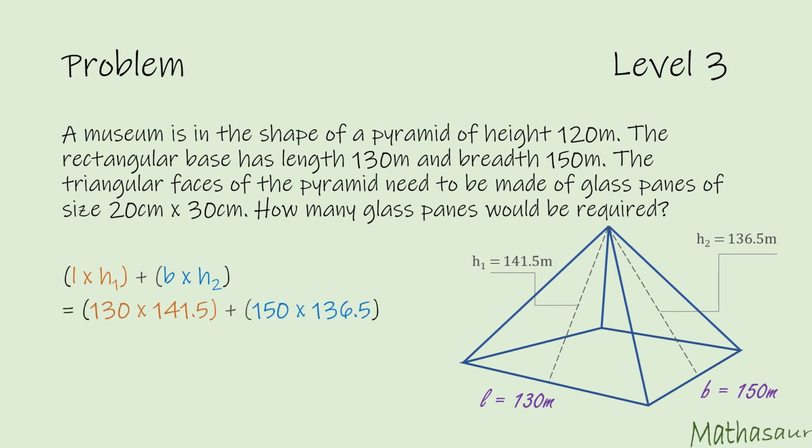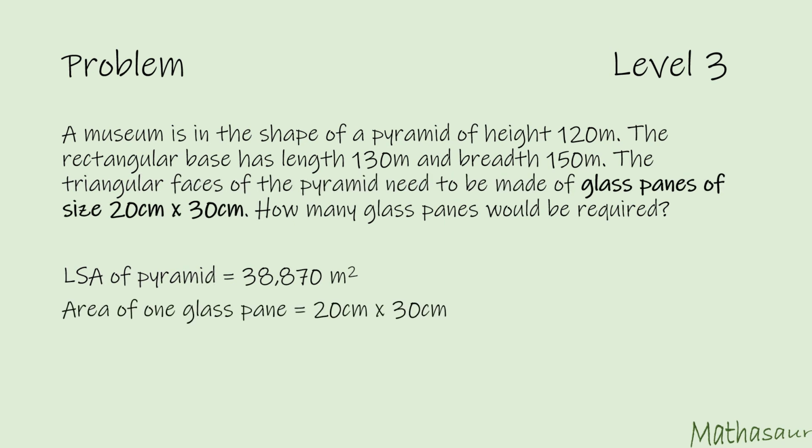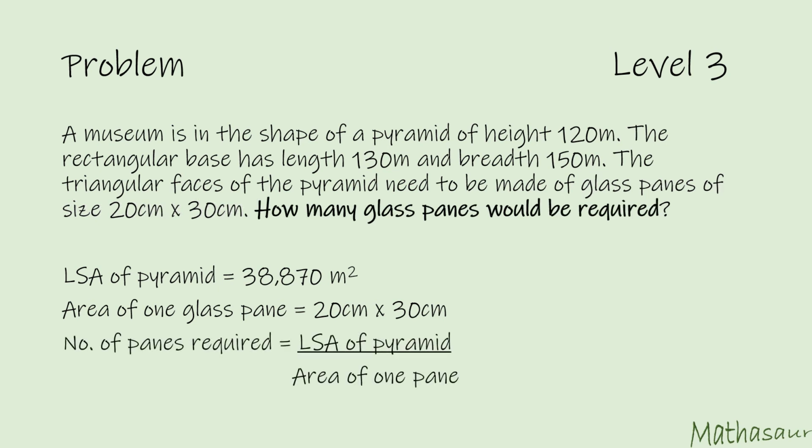So let us substitute the values in the formula for the surface area. Now the lateral surface area of the pyramid comes out as 38,870 square meters. We are given the area of one glass pane as 20 centimeters by 30 centimeters. So the number of panes required would be equal to the lateral surface area of the pyramid divided by area of one glass pane. Let us substitute the values.